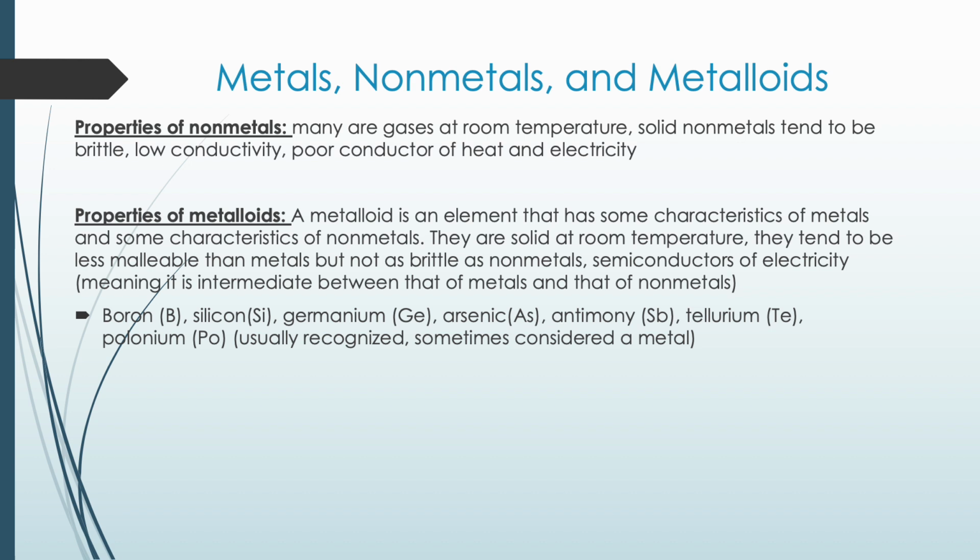Your metalloids, it's an element that has some characteristics of metals and some characteristics of nonmetals. They are solid at room temperature. They tend to be less malleable than metals, but not as brittle as your nonmetals. Your metalloids are semiconductors of electricity, meaning their conductivity is intermediate between that of a metal and a nonmetal. Your metalloids consist of boron, silicon, germanium, arsenic, antimony, beryllium, palladium. Palladium is sometimes recognized as a metal, but for our class we need to include it with the metalloids.